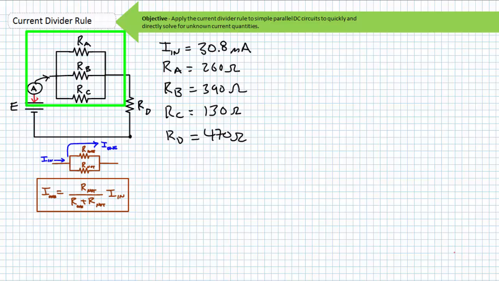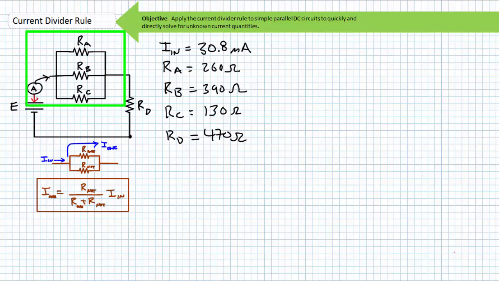The current entering this parallel combination of three resistors should divide between these three resistors inversely proportional to the resistance value. Since RB is the largest resistor at 390 ohms, it should have the smallest current through it. Since RC is the smallest resistor at 130 ohms, it should have the most current flowing through it. Finally, since RA at 260 ohms is a value between the largest and smallest resistor, it should have a current value between that of IB and IC.